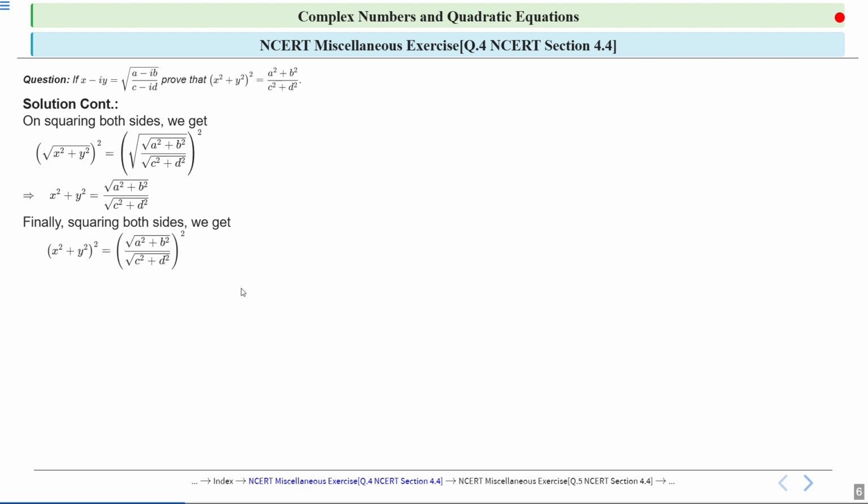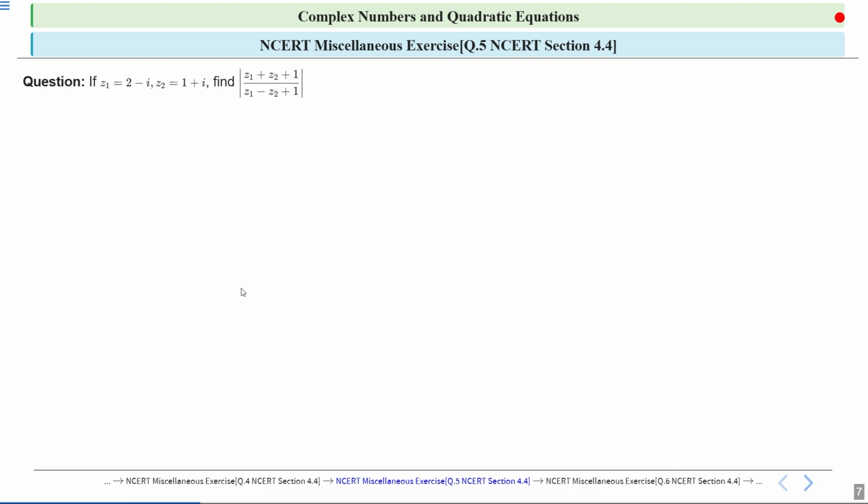Next, let's square both sides again to eliminate the square roots. So this gives us (x square plus y square) whole square equals square root of (a square plus b square) divided by square root of (c square plus d square) whole square. Finally, we arrive at our result, that is (x square plus y square) whole square equals (a square plus b square) divided by (c square plus d square). Okay, so hence proved.